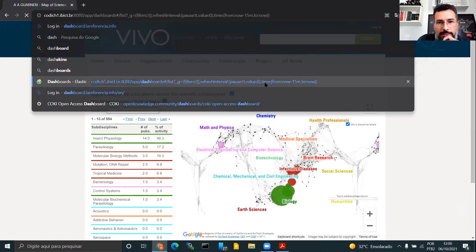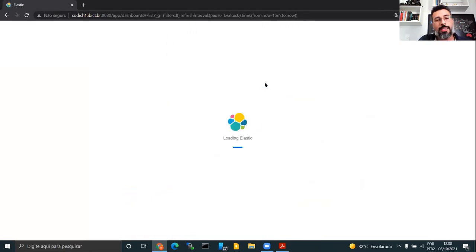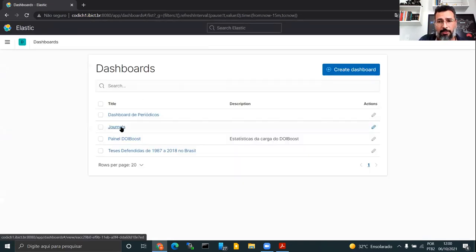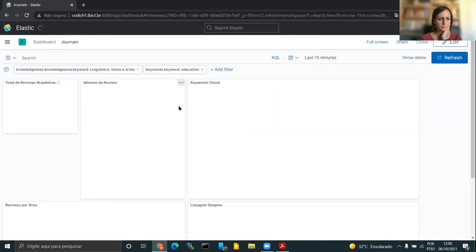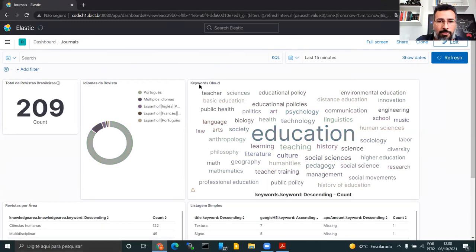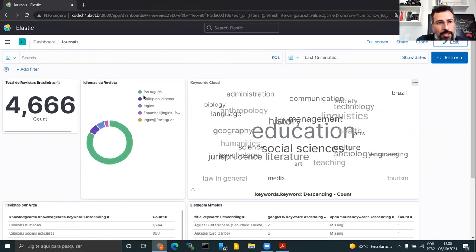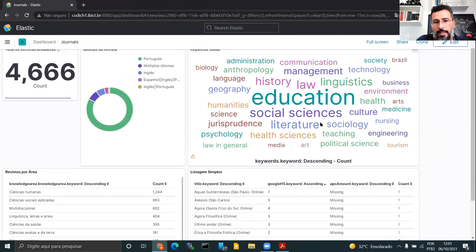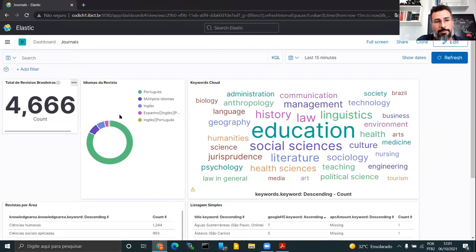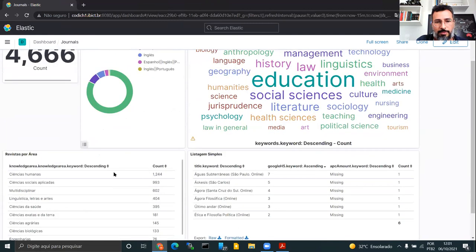And the dashboards are in this other platform, Kibana. It's also very plastic to configure, and it's not difficult to do. So for journals, we have this dashboard that we have exported automatically from the La Referencia platform. And we can see the research areas of these journals, the languages, and also the H5 index of these journals. These are the Brazilian electronic journals that we are testing some aggregations.